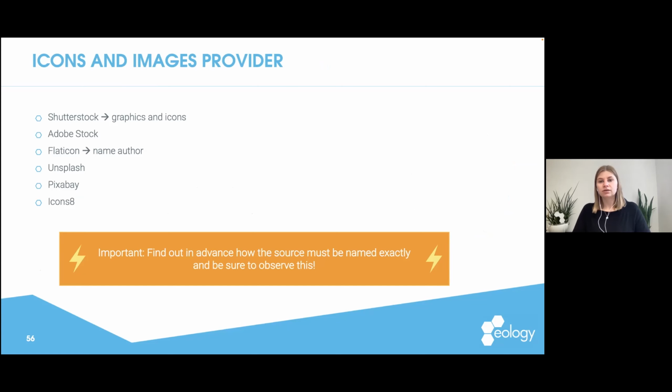When you need icons or images, you can of course use online providers and picture databases, for example Shutterstock, Adobe Stock, Flaticon, Unsplash, Pixabay. But it's very important to find out in advance how the source must be named exactly, and be sure to observe this. Be sure that the picture you're downloading or purchasing is really allowed to be used in your case, so that you don't get problems with copyright.